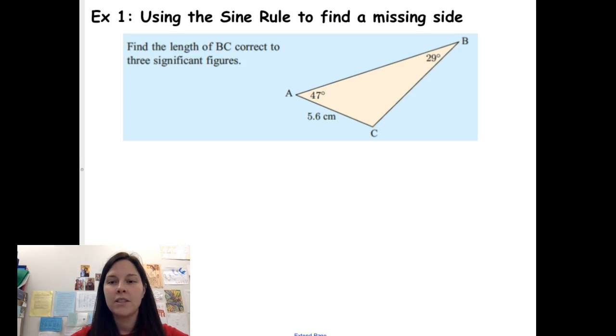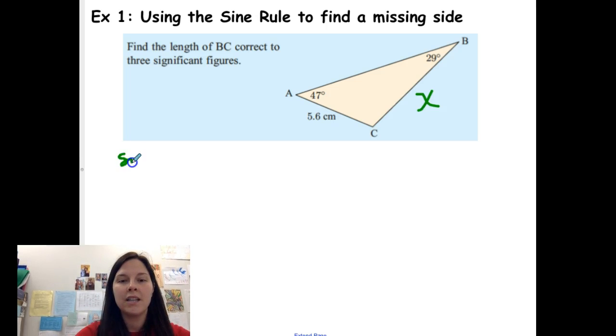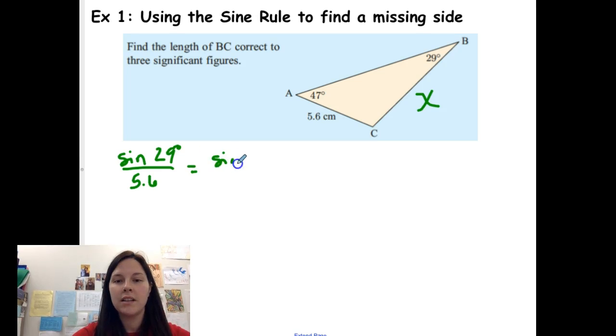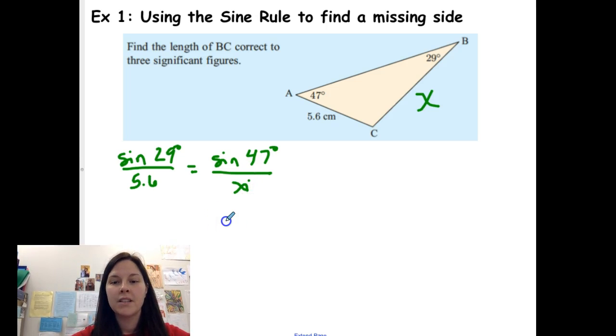All right, taking a look at our first example, we're looking for the length of BC. So we have two angles and one side. We'll take the sine of 29. I learned this with the sine in the numerator, so that's just what I default to. You can flip the ratios however you choose to, over the side across from it, and that will be equal to the sine of 47 over the side across from it. So once you have a proportion, you can cross multiply.